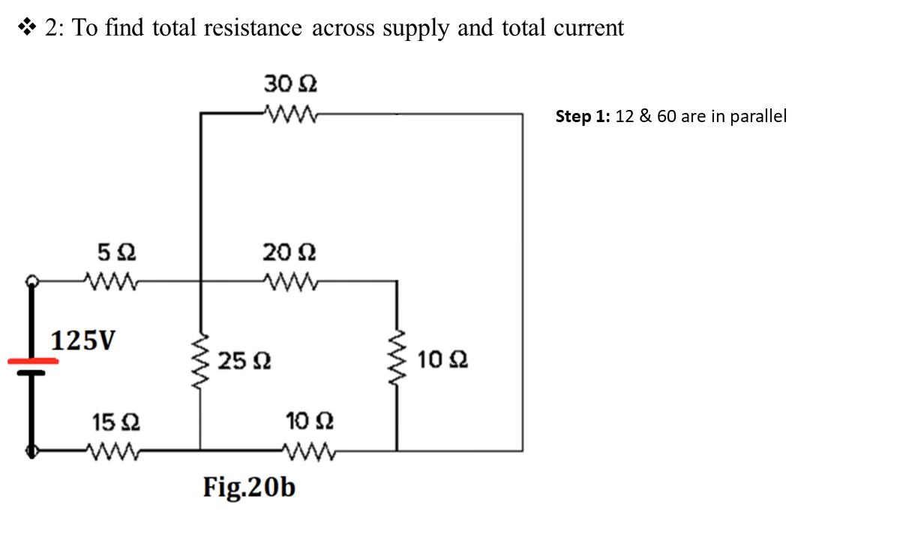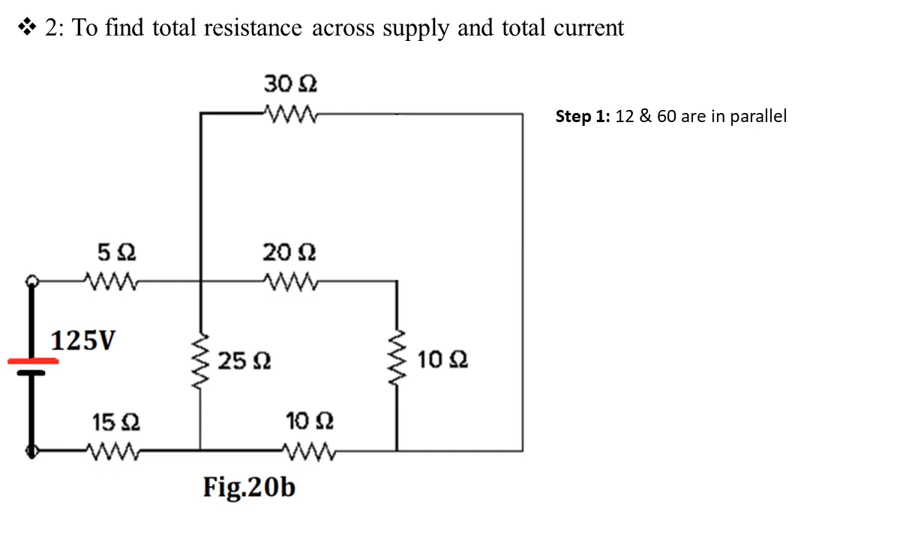I hope you are clear. We have discussed that in class. What is the formula for parallel? It's 12 into 60 by 12 plus 60, or 12 inverse plus 60 inverse, the whole inverse. You get the answer as 10 ohm.